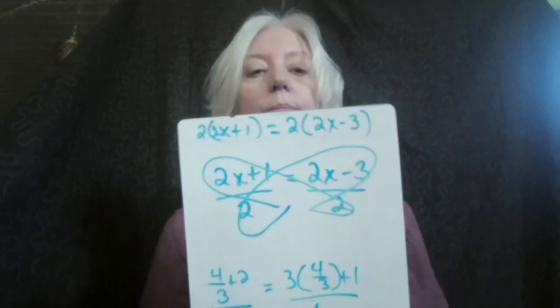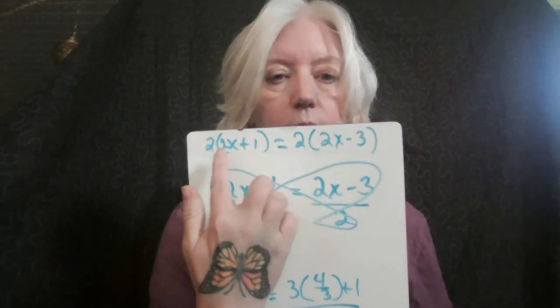Okay, you should be cross multiplying your 2 times 2x plus 1. 2 times 2x plus 1 equals 2 times 2x minus 3. I'm going to do that right here. Distribute and then solve it.